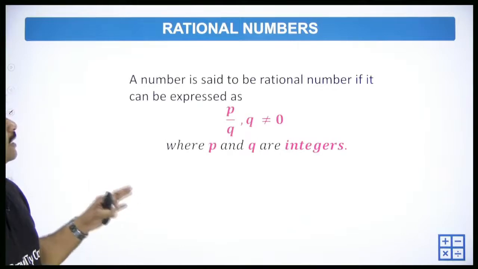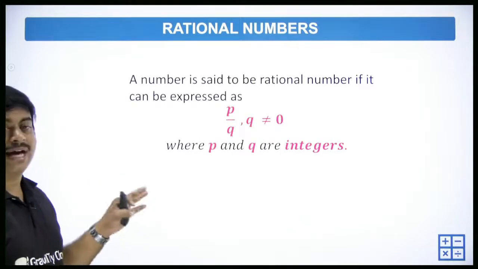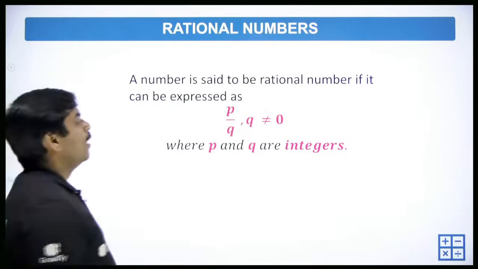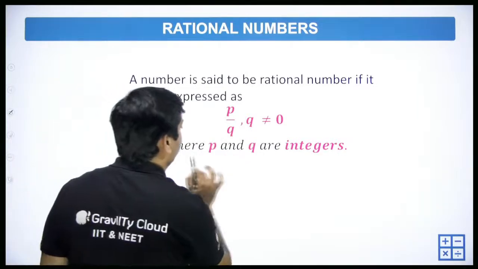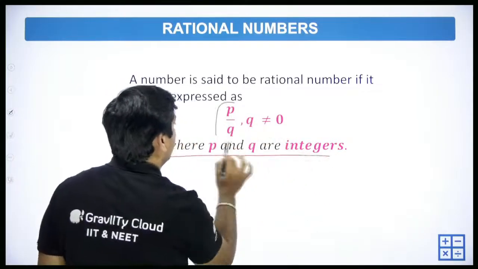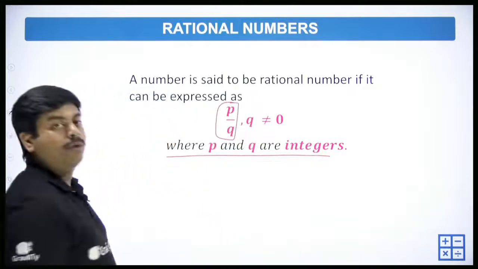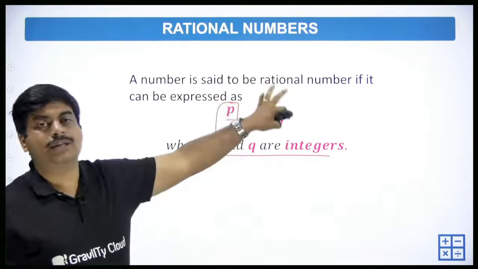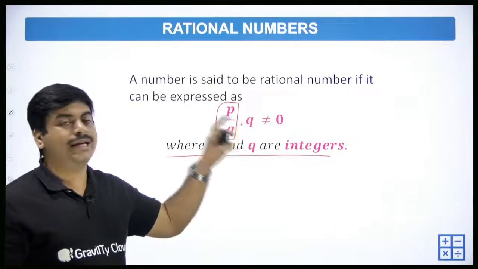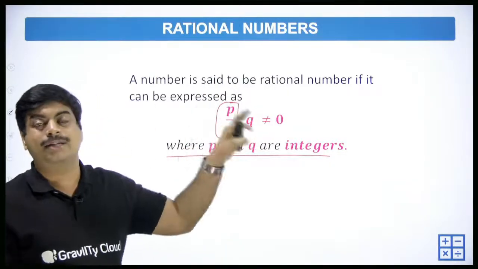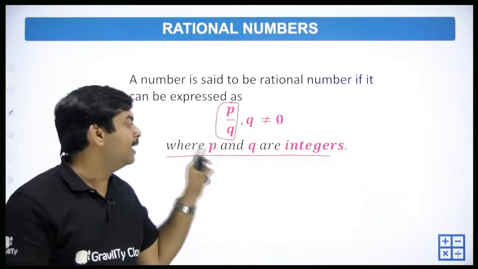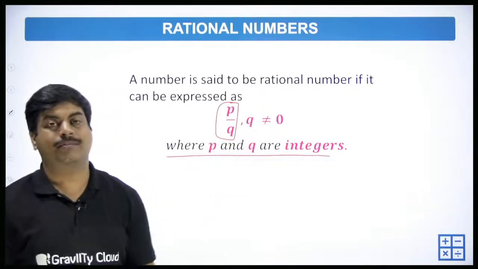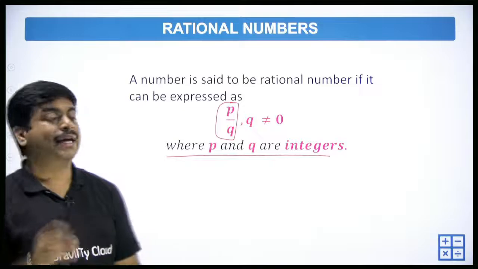A number is said to be a rational number if it can be expressed as p by q, where q is not equal to 0 and p and q are integers. If a number can be expressed in the form of p by q, where the denominator q is not equal to 0, such numbers we can consider as rational numbers, provided p and q are integers.